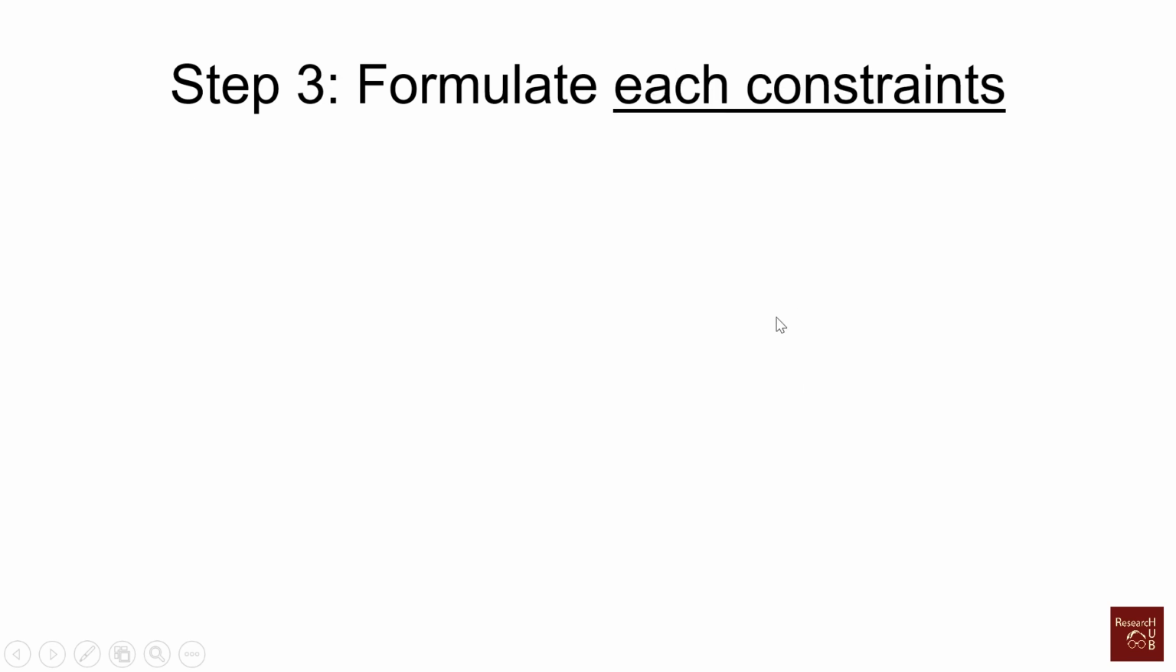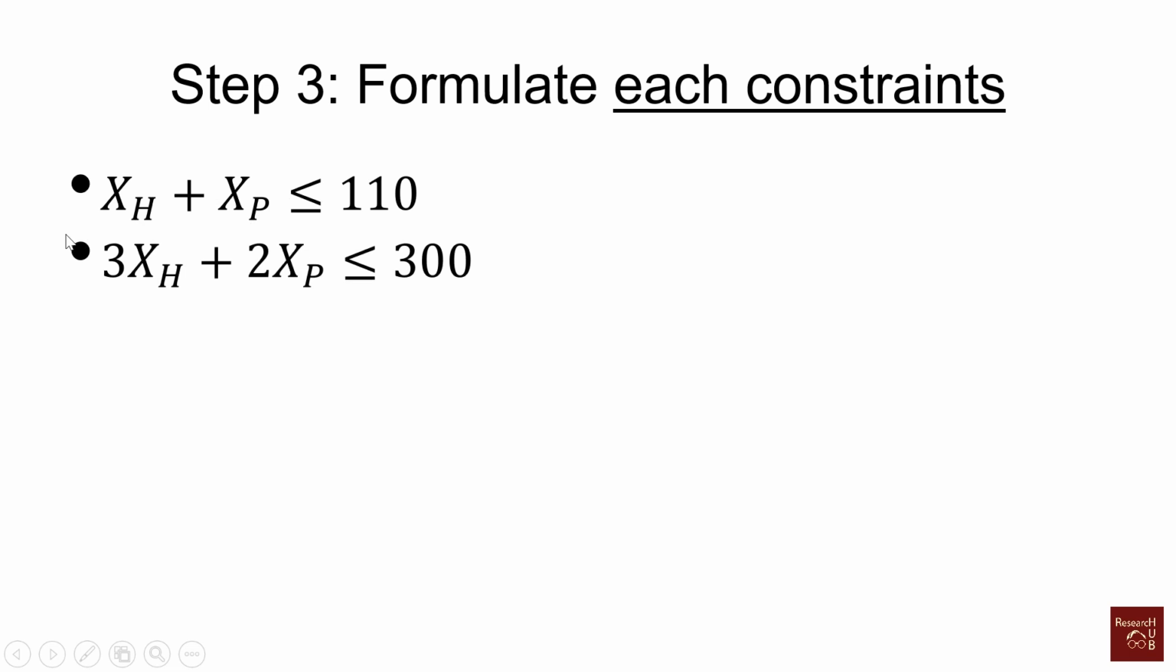Now the third step in the optimization problem is to formulate constraints. If you remember, our first constraint is that we cannot produce more than 110. So that's our first constraint: XH plus XP, the total number we will produce, should be less than or equal to 110 barrels.